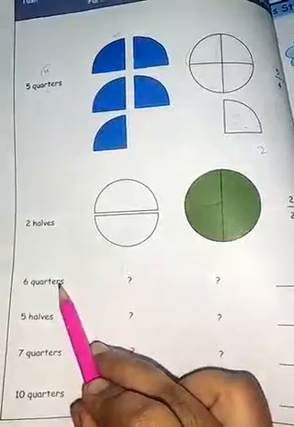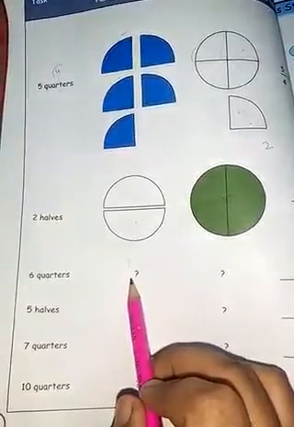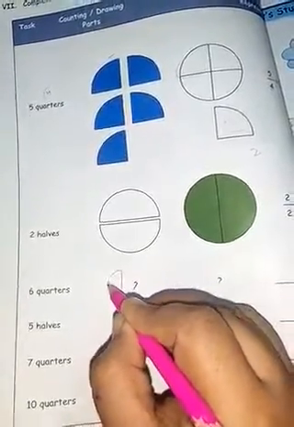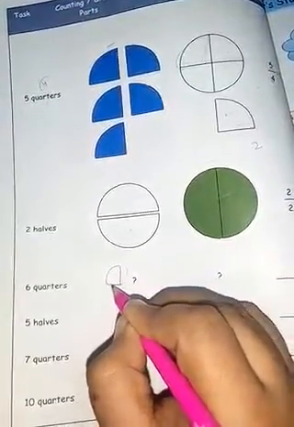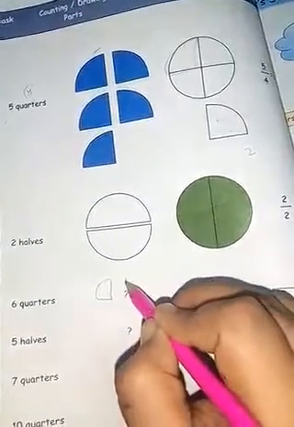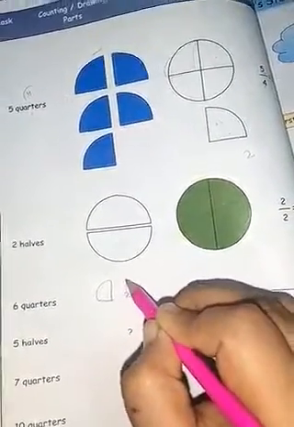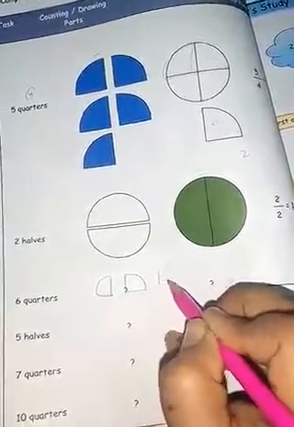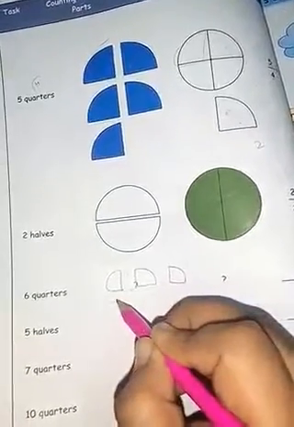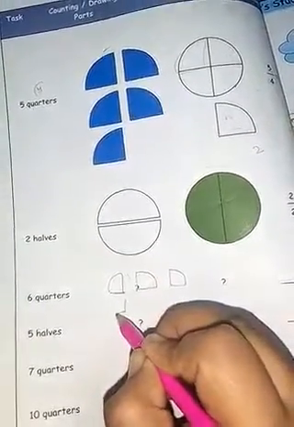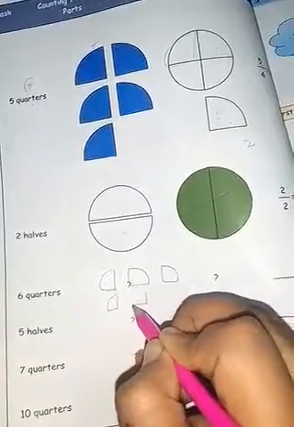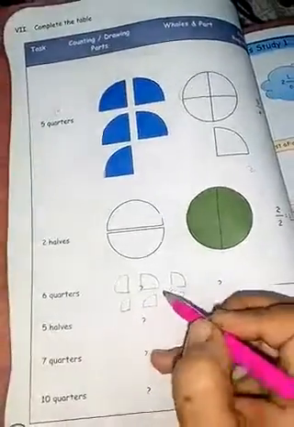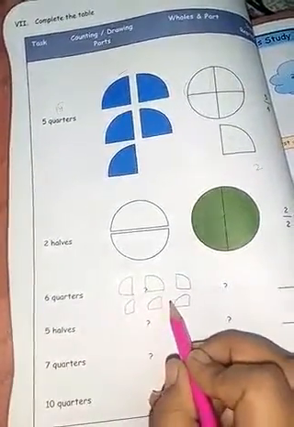Now you have to draw 6 quarters. Quarter means 4. So you need this 1 quarter, 2 quarter, 3 quarter, 4 quarter, 5 quarter, and 6 quarter. This is called 6 quarters.